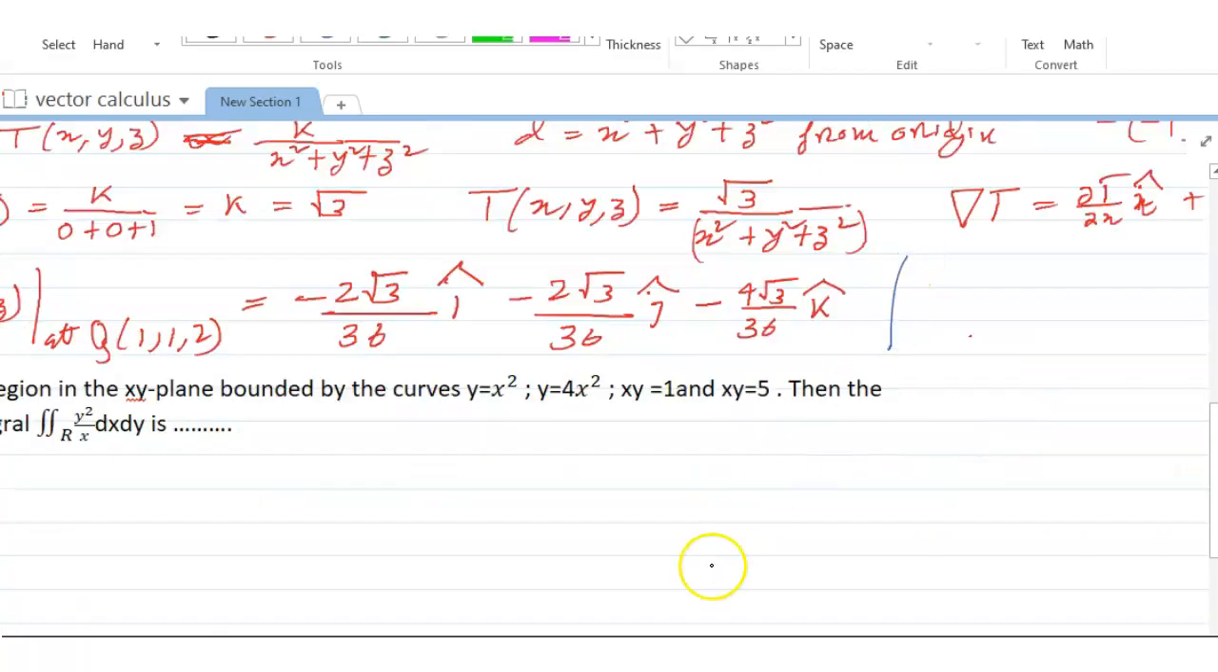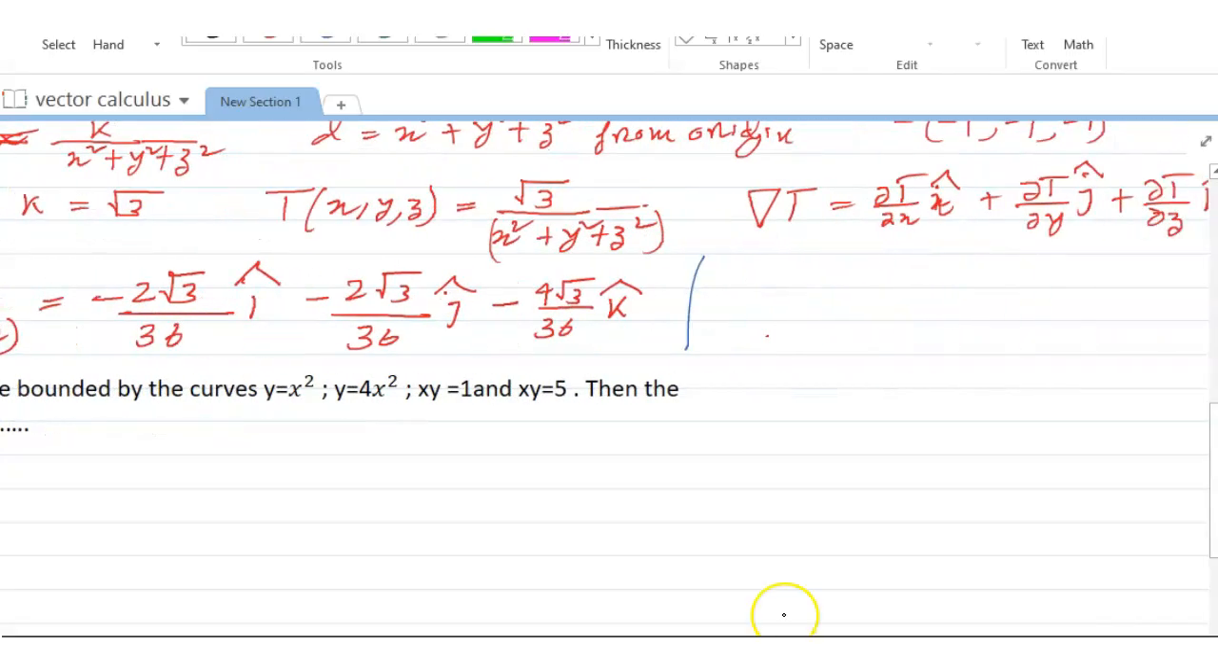So whatever I get, the value is del T(x, y, z), means at the point del T(1, 1, 2) into minus i by root 3, minus j by root 3, and minus k by root 3.